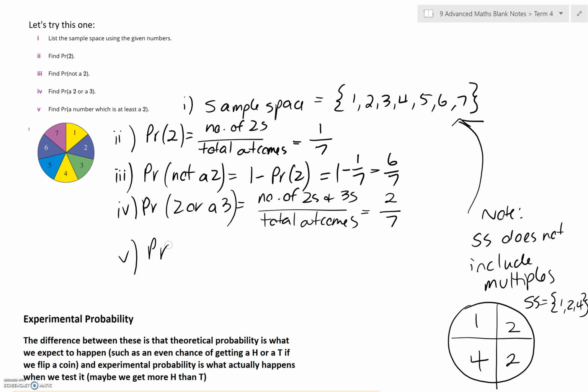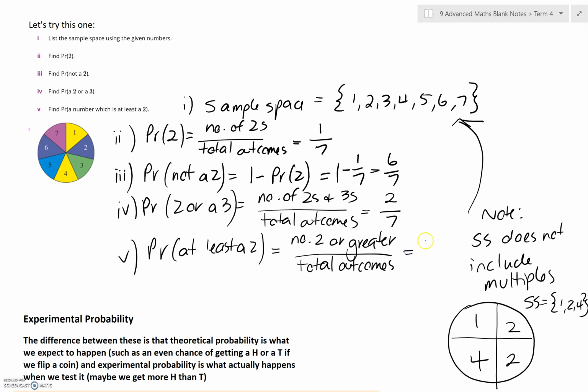And the last one, find the probability of a number which is at least a 2. So we want at least a 2. So that's going to mean we want the number that is 2 or greater. So 2, 3, 4, 5, 6, 7 over total outcomes. Again, you could use the complement here of numbers less than 2, so the probability of getting a 1. Or because it's simple, we could go straight to using this. Okay, hope that helps.